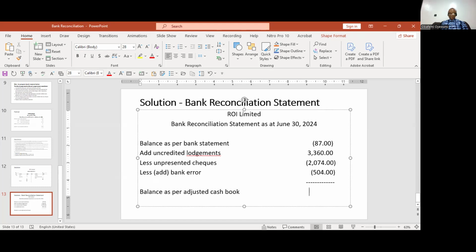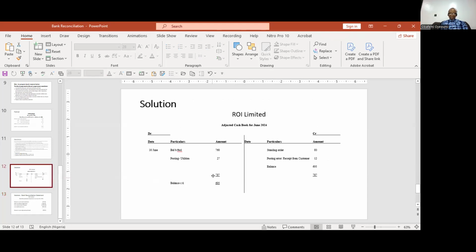87 minus, okay, plus 3360, okay, minus 2074, then minus 504. So what do we have? 695. 69500. So you can see that our 695 is the same thing as the adjusted figure of 695.